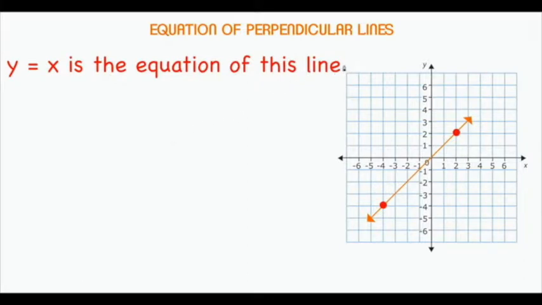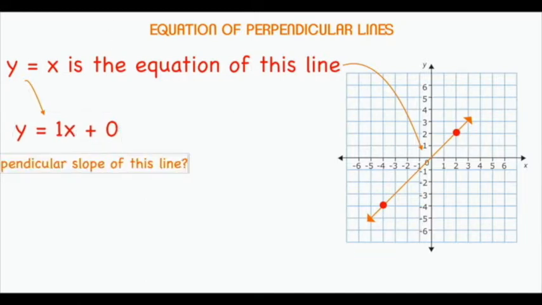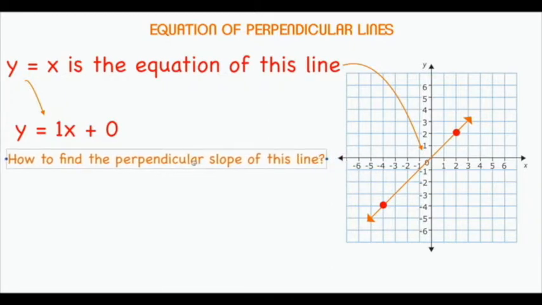So in the graph shown in this picture, we have the line y equal x, which has the slope of 1. That means it moves one step up and one step to the right. And the equation of the line can be written out in the slope-intercept form as y equal 1x plus 0.